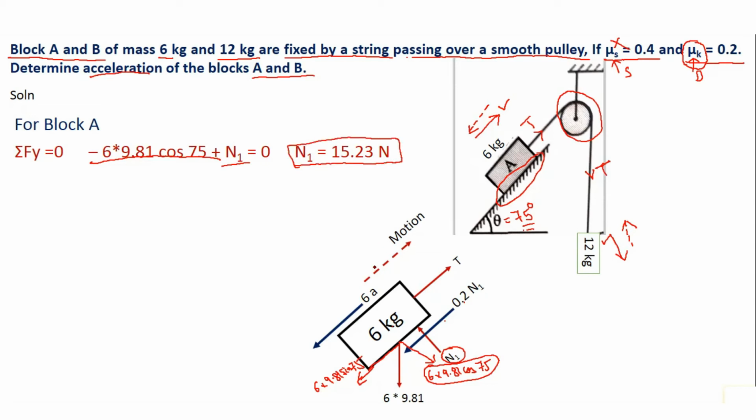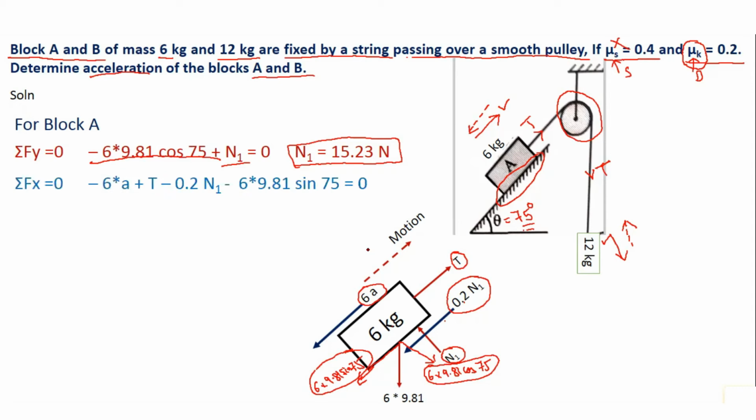Now we will apply the next condition, that is summation of Fx is equal to 0, wherein I will consider the forces as T going right side, 6A going left side, so it will be negative, 6 into 9.81 sin 75 again going left side, negative, and this 0.2 into N1 again going towards the left side will be negative. So I will write minus 6A plus T minus 0.2 N1 minus 6 into 9.81 sin 75 is equal to 0.